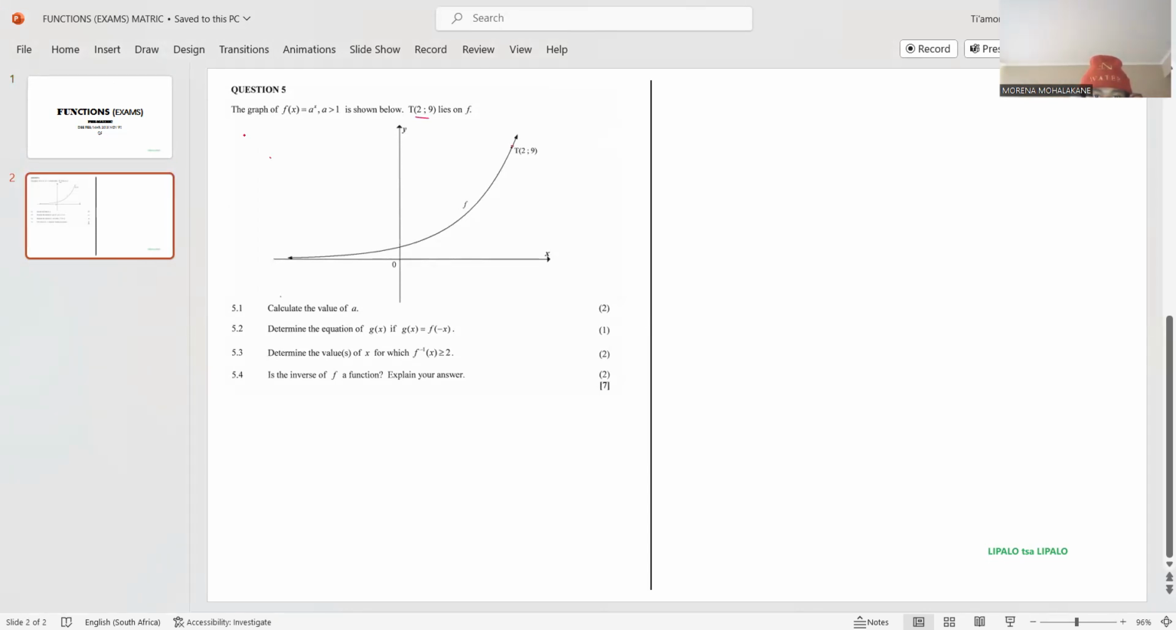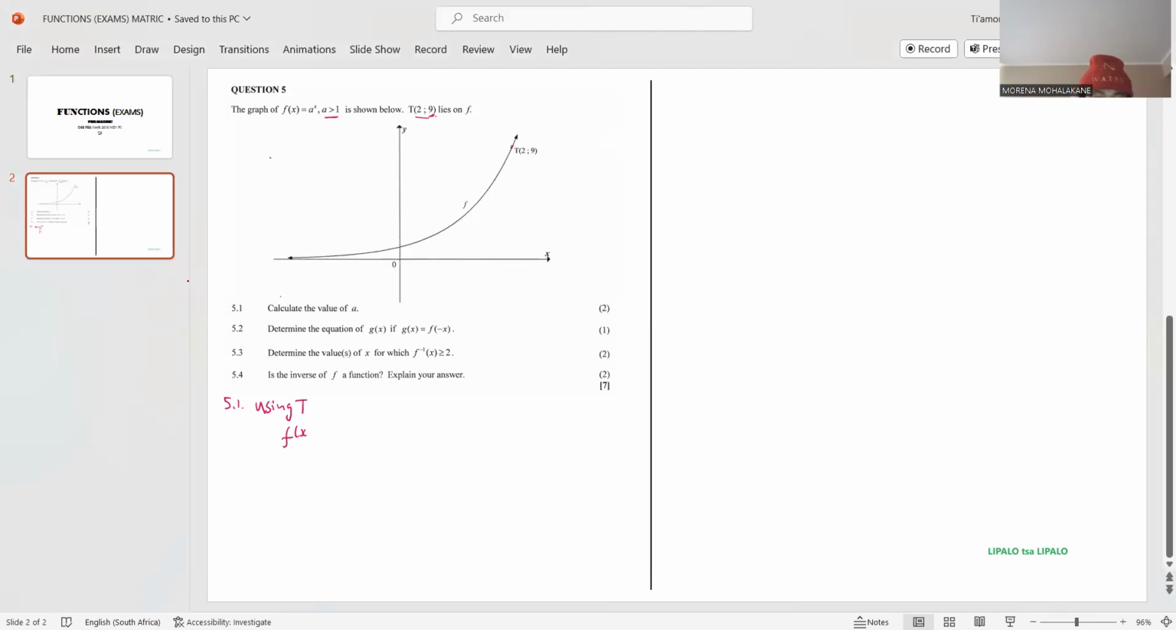This point t there, it lies on f. So the function is f. So the first question is to calculate the value of a. So they already told you that a is greater than 1. It also means that it's positive. Right, so for me to find a, I can use t as substitution, right? Using t, the value of y is 9.